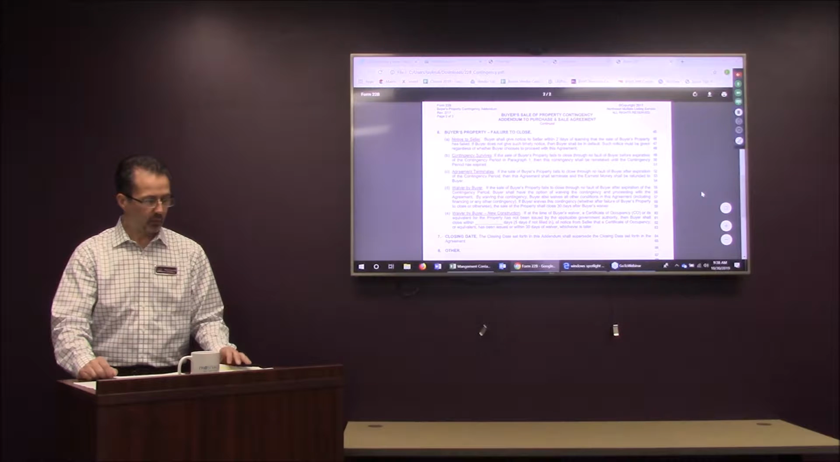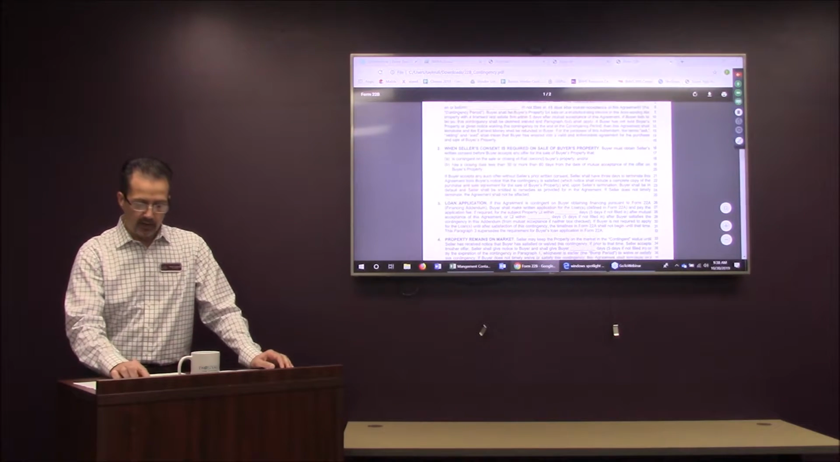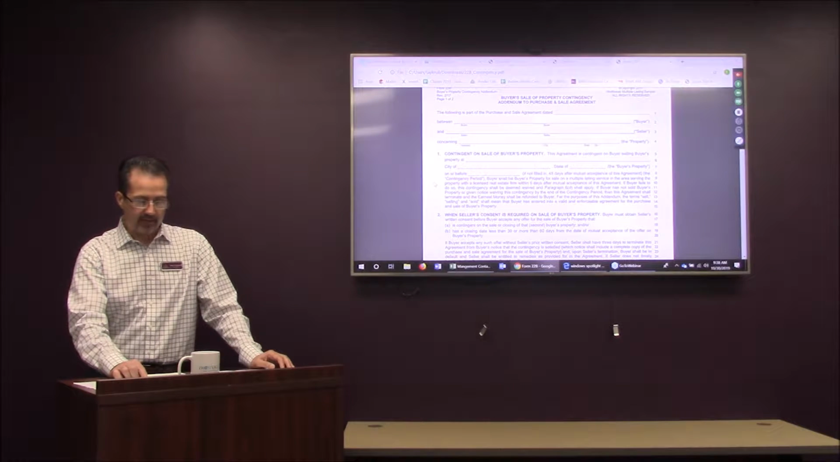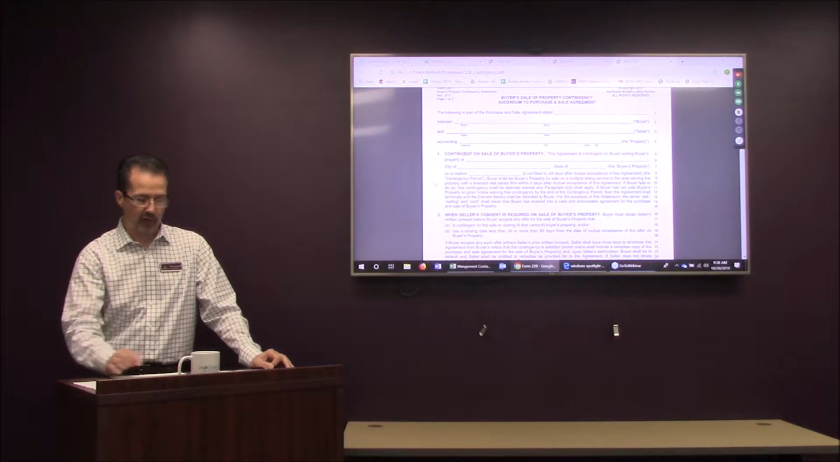I'm going to jump back over to the first page, section 1. If buyer has not sold buyer's property or given notice waiving this contingency by the end of contingency period, then this agreement shall terminate and the earnest money shall be refunded to buyer. For the purposes of this addendum, the terms sell and selling and sold shall mean that buyer has entered into a valid and enforceable agreement for the purchase and sale of buyer's property.